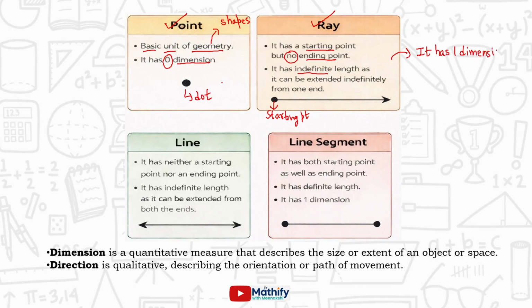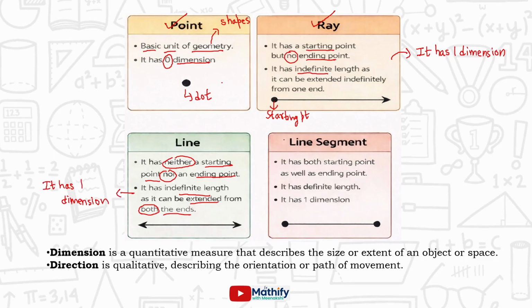Let's move to third point. That's line. A line is different from a ray because it has neither a starting point nor an ending point. That means it has indefinite length and it can be extended from both the ends. Yes, again it has one dimension.